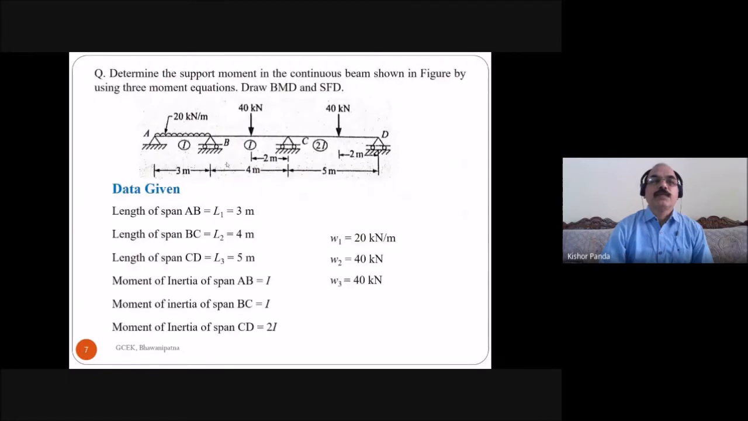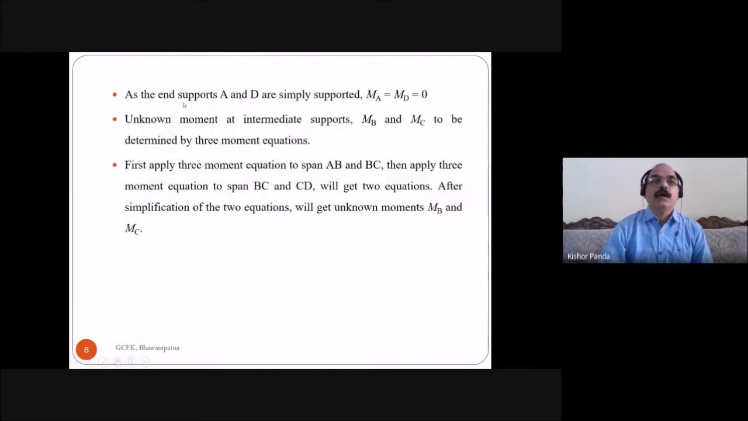Here you see the end supports. This is an end support, and this is also an end support. The other end supports, A and D, are simply supported. So the moment at A and D is equal to 0. Moment MA is equal to MD is equal to 0.